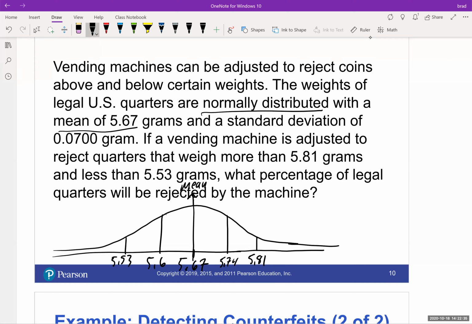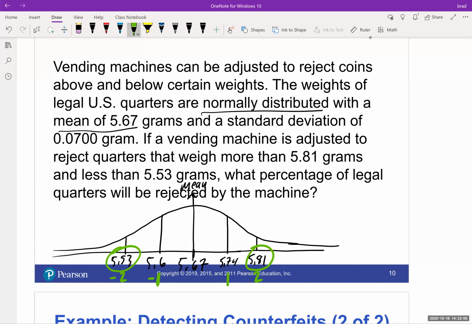5.53. Let's do 5.6 minus 0.07. That should be it, yep. Now, notice this is two standard deviations, right? So here's one standard deviation. This is -1, and this is -2, and this is 1, and this is 2, okay? So I got 5.81 when I went 2 to the right in standard deviation, and I got 5.53 when I went 2 to the left.